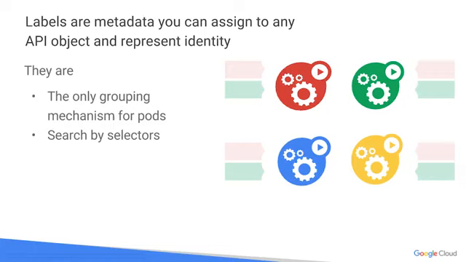And labels are metadata that you can assign to any API object and represent an identity. They're used for grouping mechanisms, searching, but not only that, they're used for filtering, finding something. Pods could contain a lot of entities and containers. There could be many, many containers in your environment. By labeling them logically, you'll be able to quickly find them. And not only that, it lets mechanisms inside the pods quickly identify them.